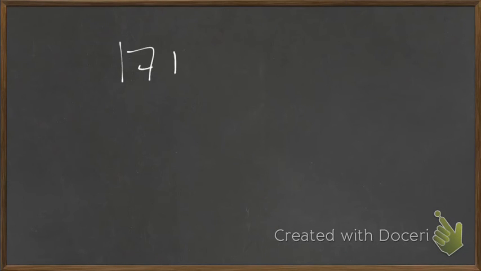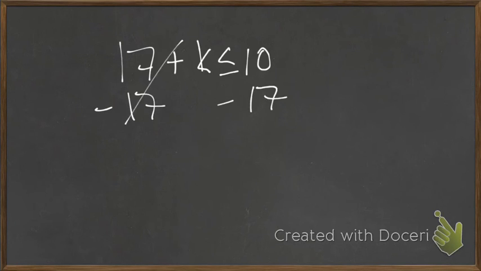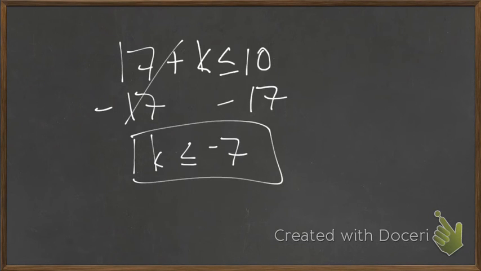So I still, like I said, I think I had some people just adding what they saw, and that's not how this works. We got to get k alone. How do I get rid of 17? Minus 17. So k would be less than or equal to negative 7. On my number line, that negative 7, would it be open or closed? Closed. So negative 7 works. Left or right?